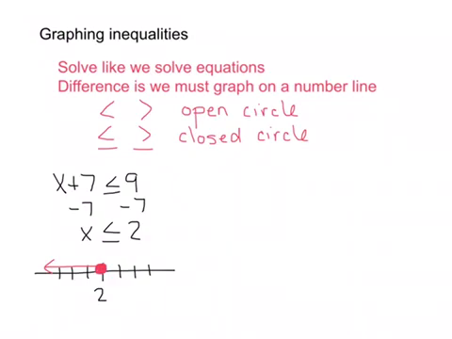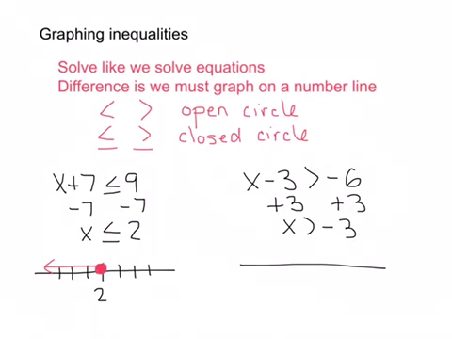Here's another one. If I have x minus 3 is greater than negative 6, I'm going to add 3 to both sides. I'm going to get x is greater than negative 3. Again, we're going to graph. This time, I'm going to have an open circle at negative 3 because it's not or equal to. By open, I just mean that it's not filled in.